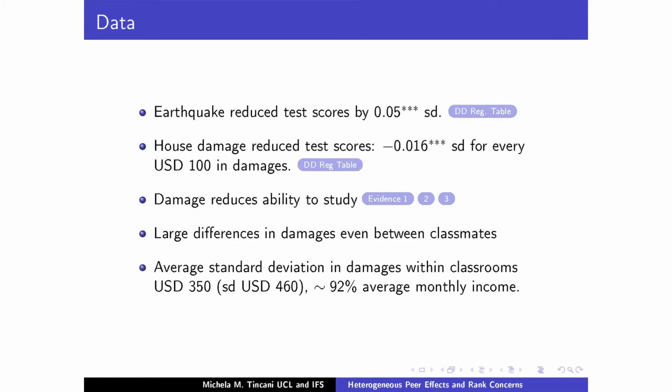So why is that the case? Well, one possible explanation is that damage might reduce the ability to study. And I do have some evidence about that. For example, students that were affected more badly actually report that it's harder for them to study.